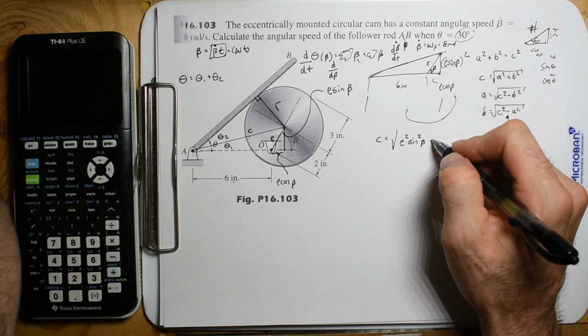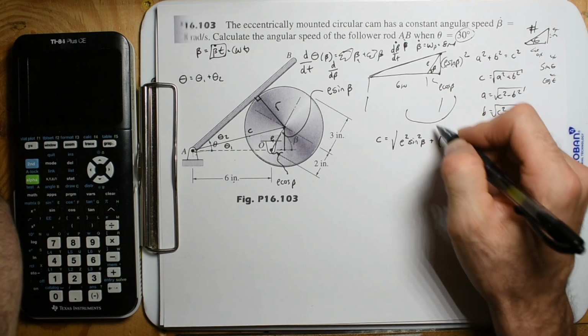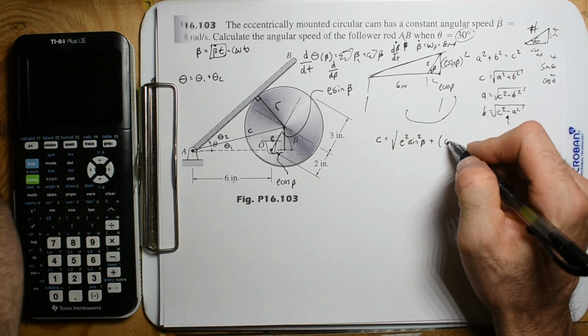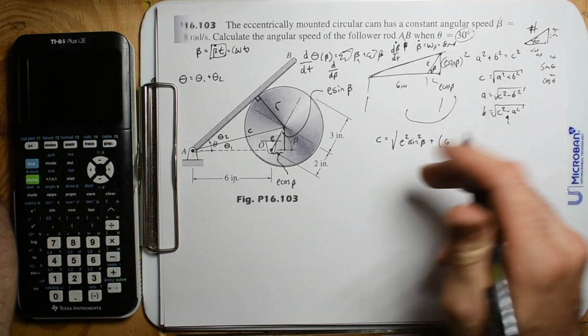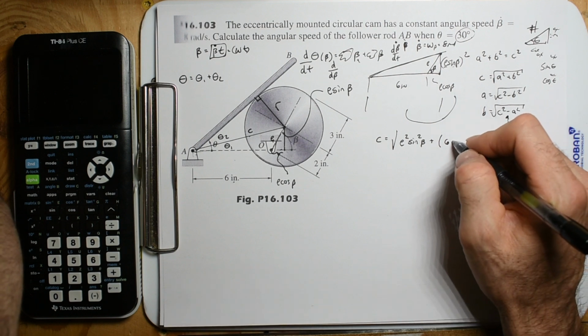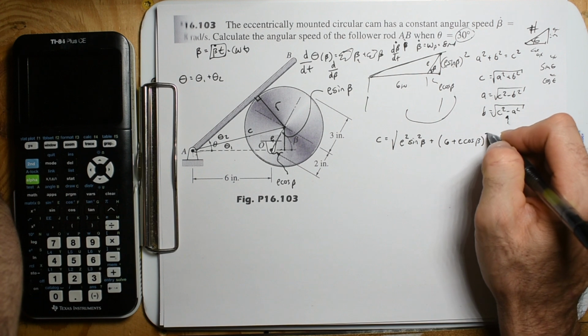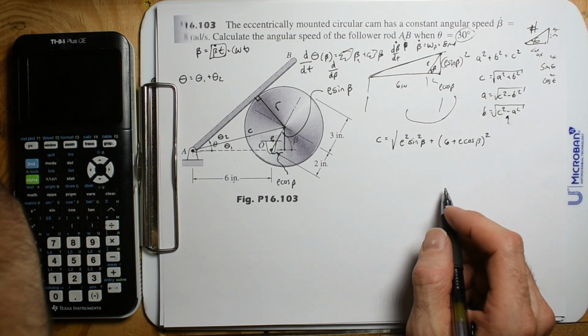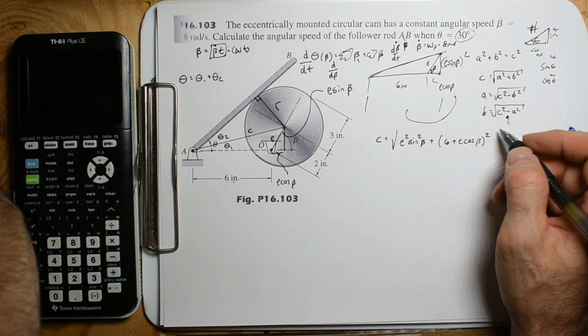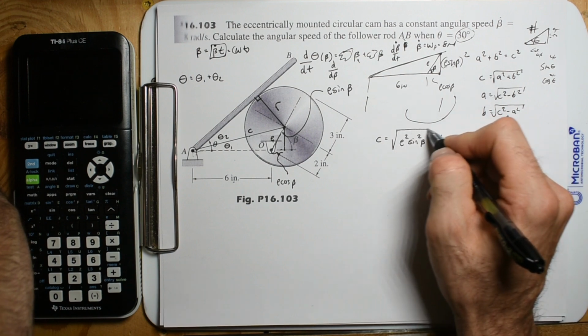And then we're going to plus this one. We have to do parentheses. We have to say 6, and this whole thing's in inches. Cool. 6 plus e cosine beta squared. All right, but my hunch is let's do that because maybe we can kind of simplify.